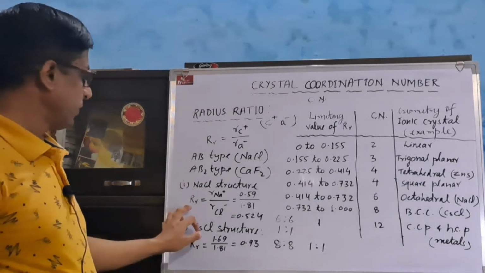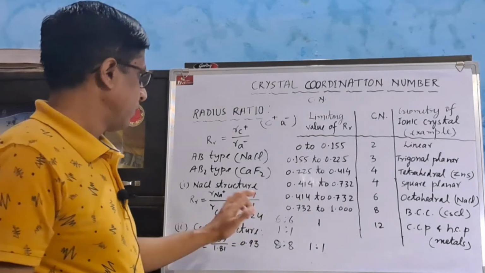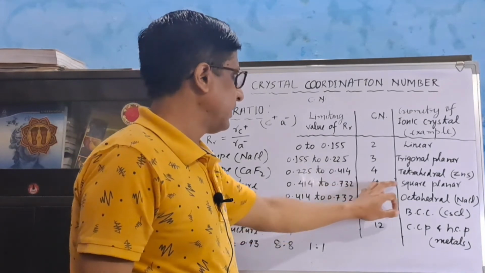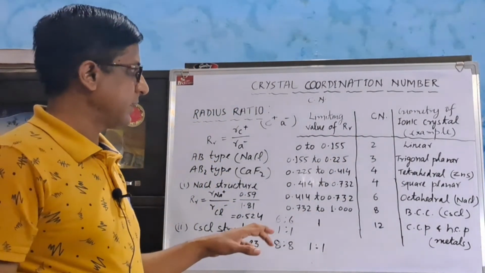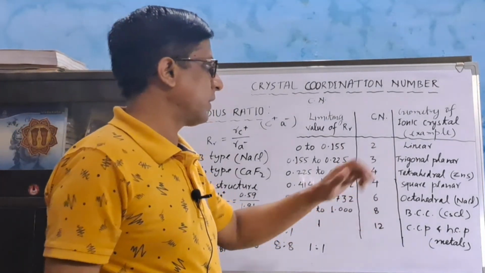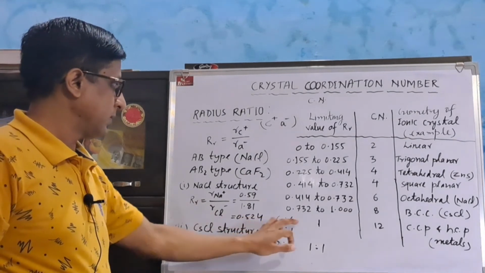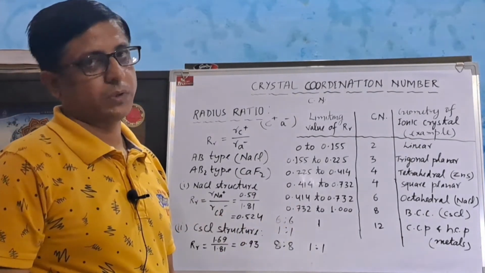In the case of sodium chloride, the radius ratio comes out to 0.524. Thus, from this chart, sodium chloride should have either a square planar or octahedral arrangement. By X-ray studies, it has been found that it has an octahedral arrangement. Thus, sodium chloride has 6:6 coordination number and the stoichiometry is 1:1.